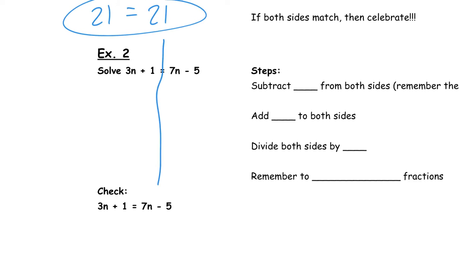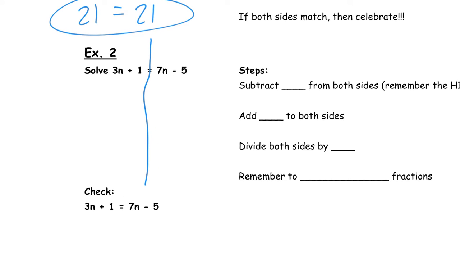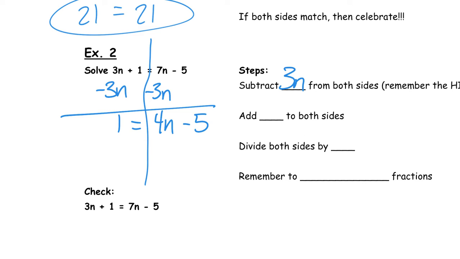All right, our first step is to move the variable that is smaller. So we're going to subtract 3n because it's smaller than that 7n. So I'm going to get rid of those variables. I now have 1 equals, well, 7n minus 3n is 4n. Bring down the rest of my equation. All right, from there I have a two-step equation. We're going to add our third wheel. 1 plus 5 gives me 6.